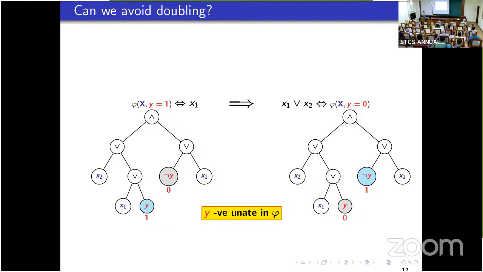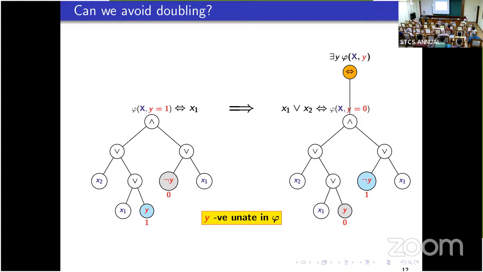Whenever this happens, we say Y is negative unit in the formula. And when we have negative unitness, I can just pick this up. It's not hard to see that whenever this side is true, the other side is also true. So why bother with this side? Let's take the other side. Of course, there's nothing special about the direction of the implication. If it happened the other way, I'd take the left side.